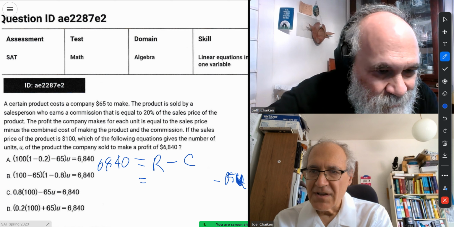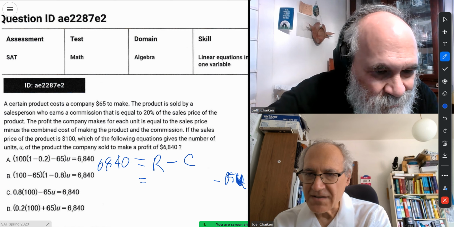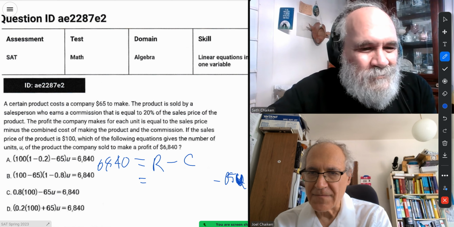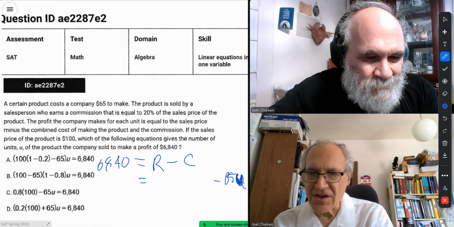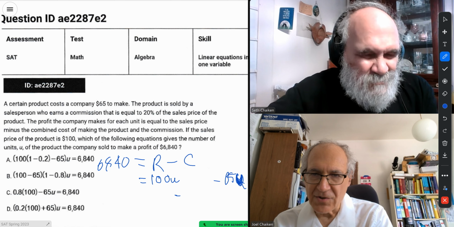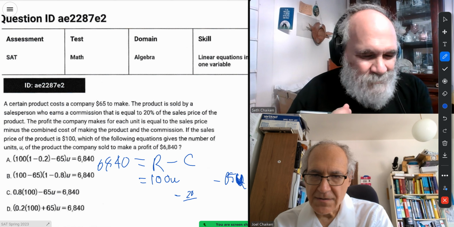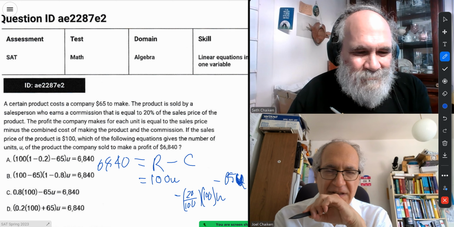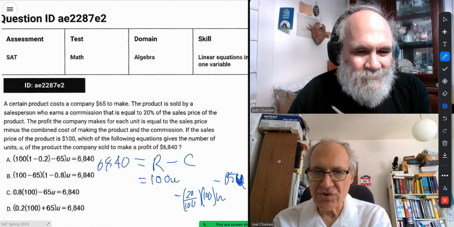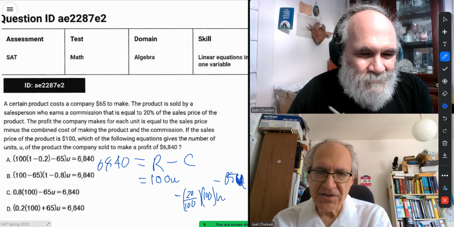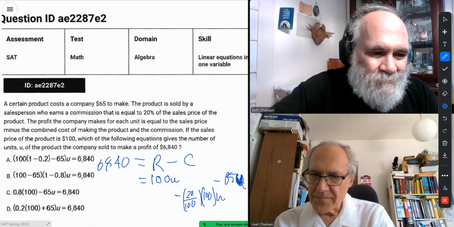Now the profit is equal to the sales price minus the combined cost of making the product and the commission. If the sales price is $100, you bring in 100U, but you have to take out 20%. They lose 20 over 100 times 100 times U. So that looks like it would be the answer. You have the revenue is 100U. You have to subtract out the commission, which is 20% of the total number of units, minus 65U. So that's the answer. So let's see which one it is.